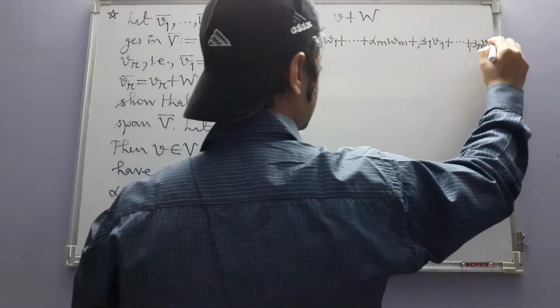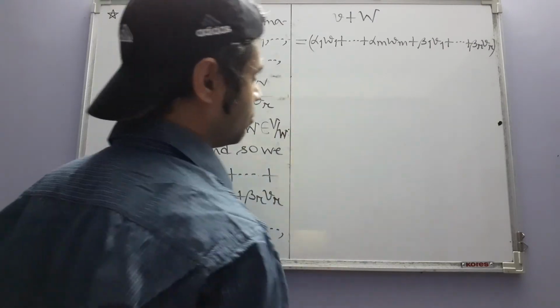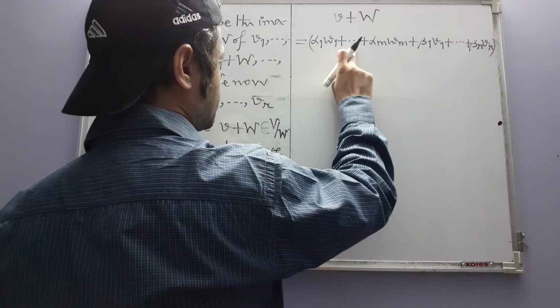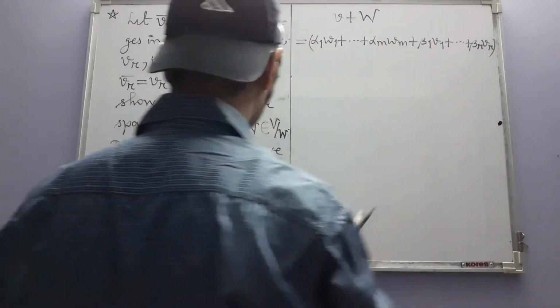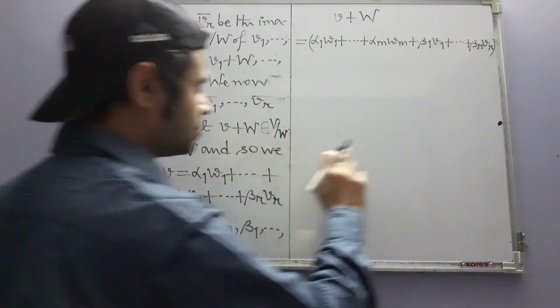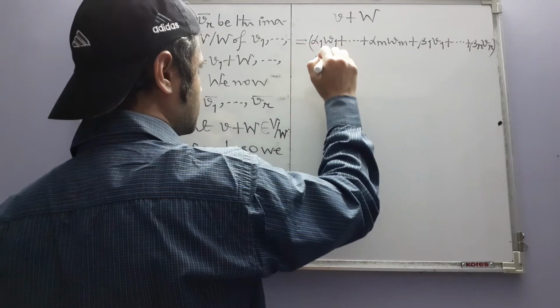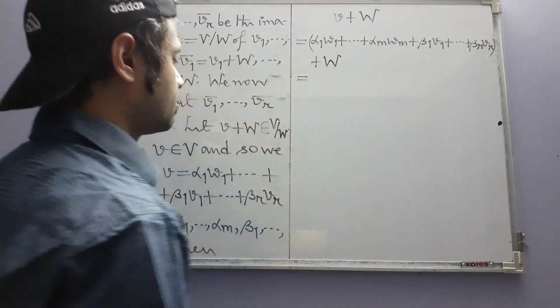Okay, this is our V. I hope it is feasible. Alpha 1 W1 plus dot dot dot plus alpha M Wm plus beta 1 V1, that is whatever we have here, we have written here in place of small v, beta r Vr plus W. Okay.